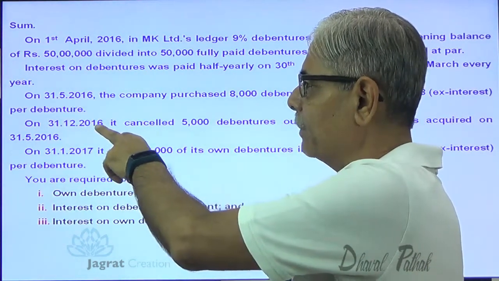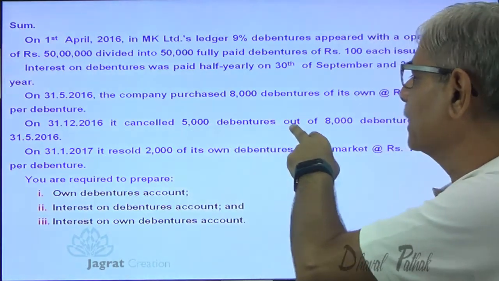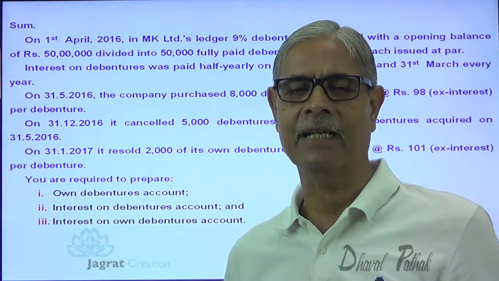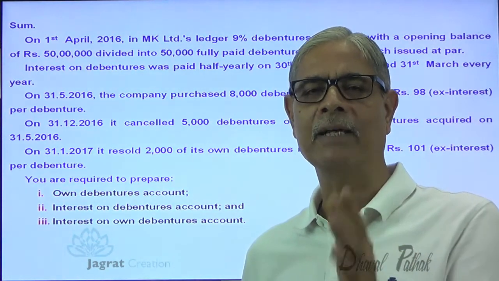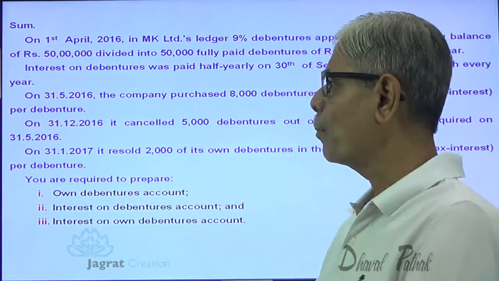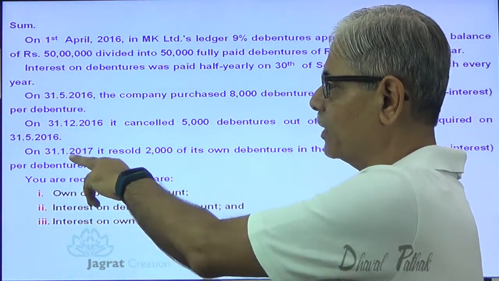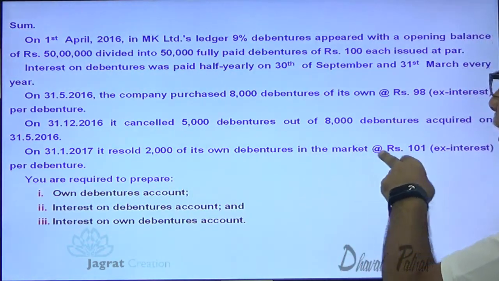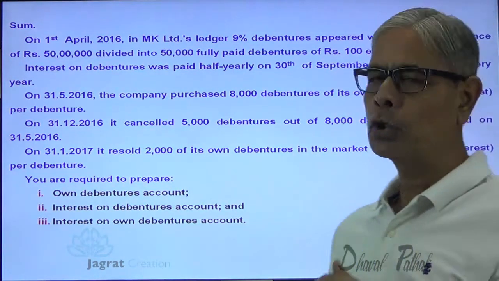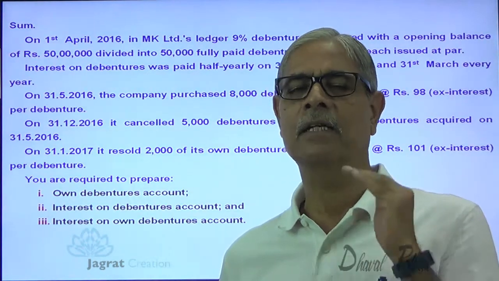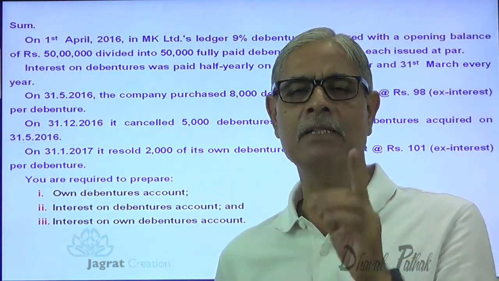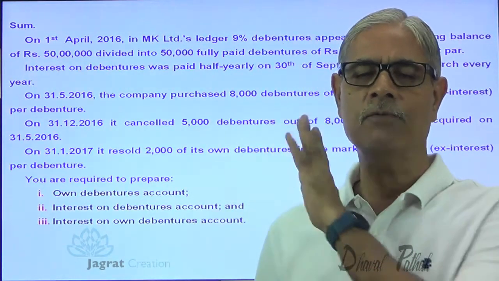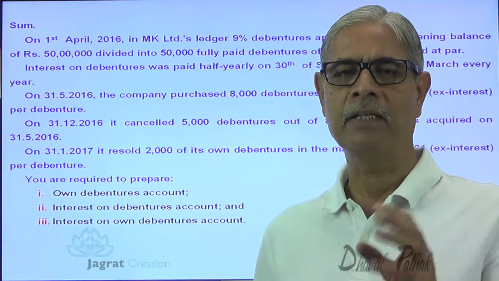On 31st of December 2016, cancel 5,000 debentures out of 8,000. So out of 8,000 debentures, 5,000 debentures are cancelled. So liability to the extent of 5,000 debentures gets redeemed. On 31st of January 2017, it resold 2,000 own debentures in the market at 101 cum interest. So 8,000 purchased, 5,000 cancelled, 2,000 are sold, 1,000 debentures are left with the company at the end of the accounting period. So this is what we are supposed to account for in this sum.